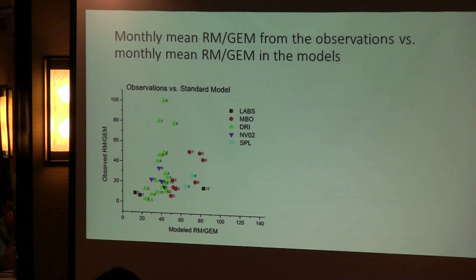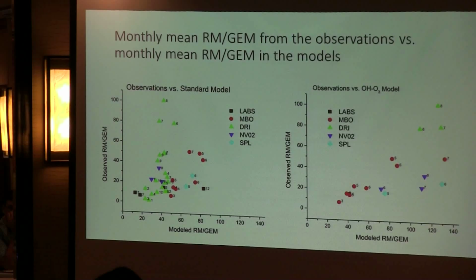Okay, so now let's look at the pattern when we use the OH-O3 chemistry, and a relationship emerges. We now see all sites grouping along a somewhat consistent path. We see the greatest shift for the desert sites, where the relationship used to be basically straight up and down. Now it is more of a significant linear relationship.